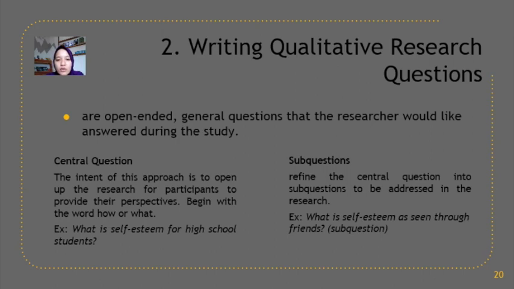For the last one, it is about writing qualitative research questions. Make sure that our questions are open-ended. Our general questions will be answered by our participants, and from the responses we can gather information, and then we elaborate the data and make a result as our research report. And there are two kinds of questions here. The first is the central question.